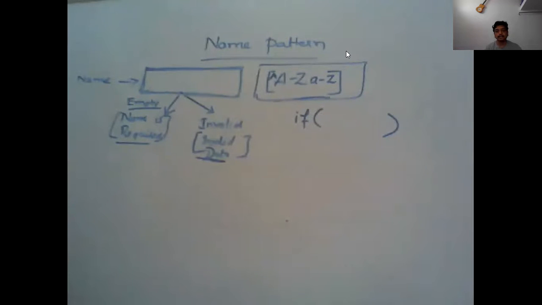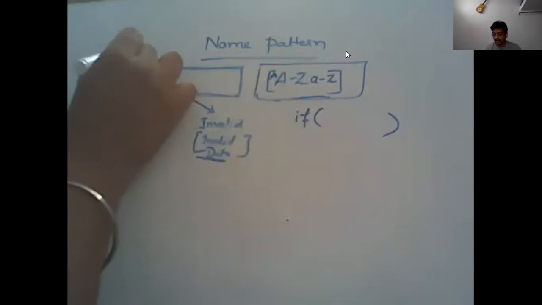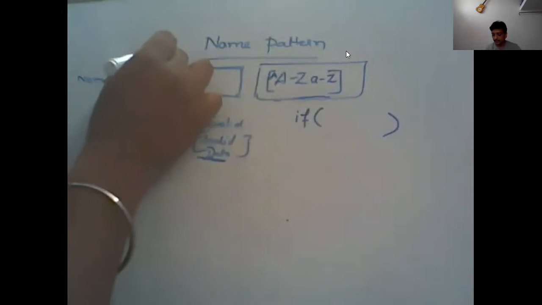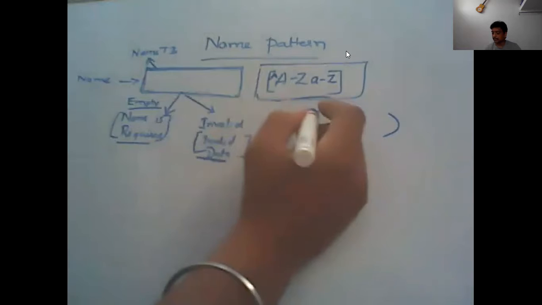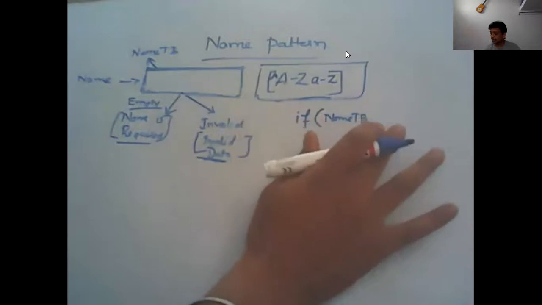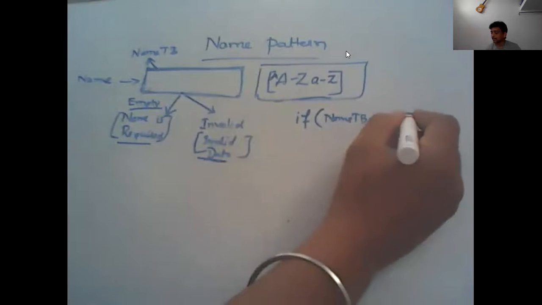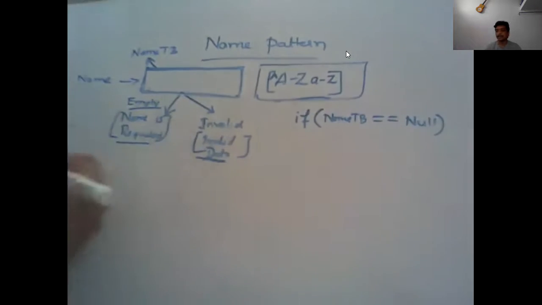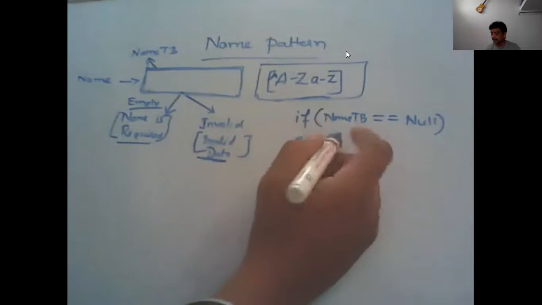What should I write in the if condition? Assume that this is the name of the text box, the name text box. If name text box is equal to null, what error do you give? What is the error message?